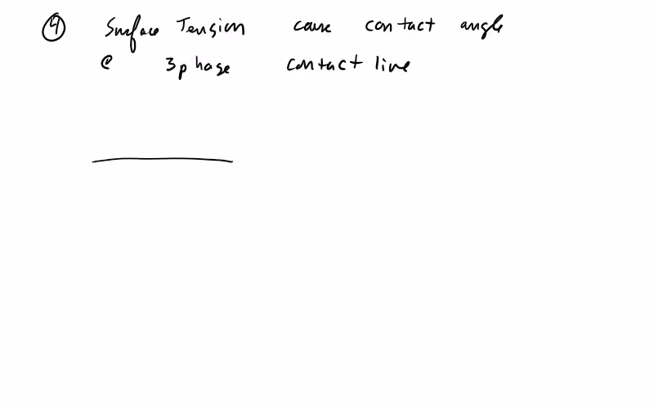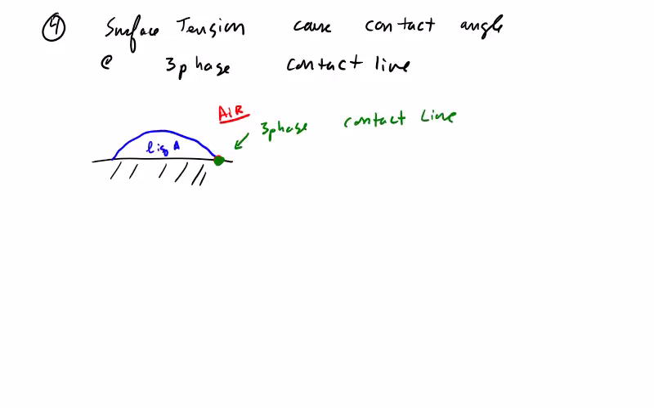Let's say I take a solid surface. I put a little drop of liquid on it here. So here's my liquid A. Out here I've got air. At this point right here, that's what we call the three-phase contact line. And that's where air, liquid, and solid are meeting. And if I zoom in on that little point, it would look something like this. And there's an angle there. This is called theta, and this is called the contact angle of a fluid.